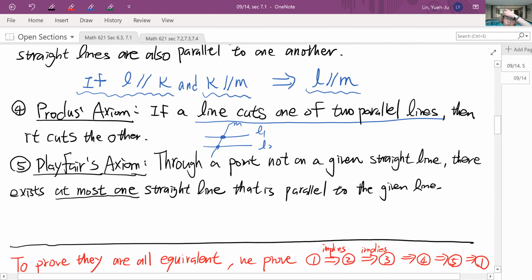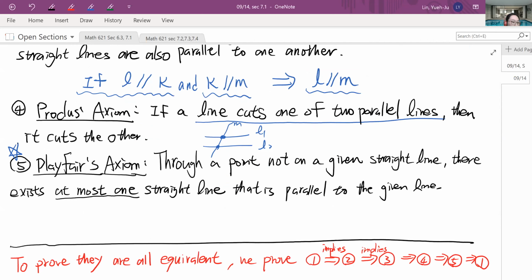The last one is huge. Let me put a highlight here, because I think I introduced this earlier. This is the favorite alternative or substitute for the fifth postulate that everyone loves. A lot of people, when they talk about the parallel postulate, actually refer to Playfair's axiom instead of the fifth postulate, because this one is more commonly used in some sense.